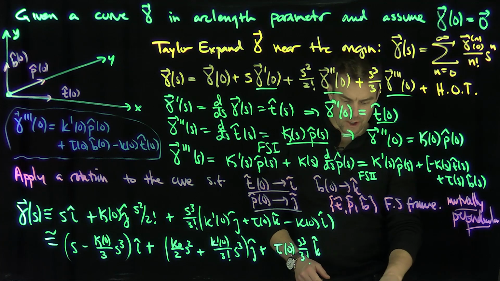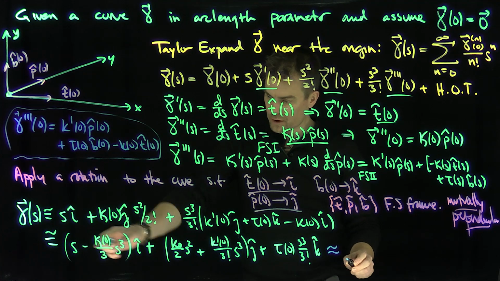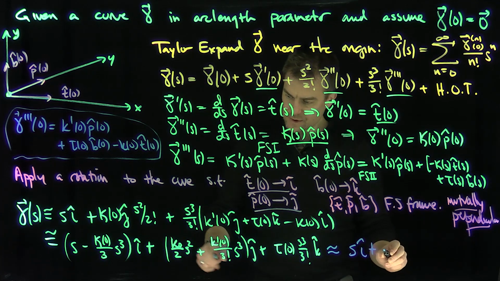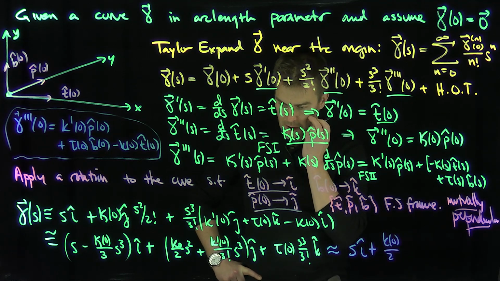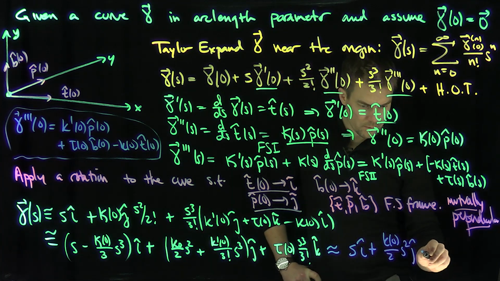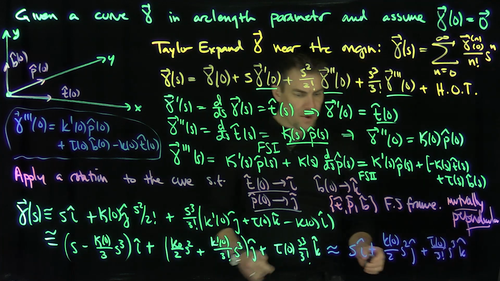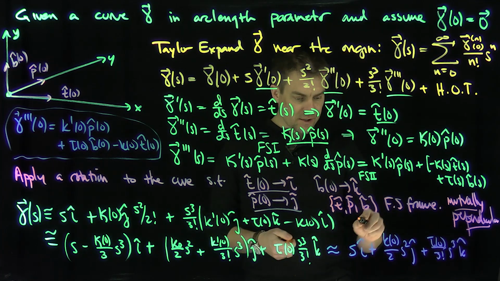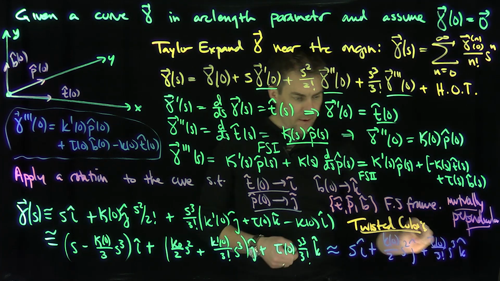Now, if I do one further approximation, keeping the lowest order terms, we see it's approximately s i hat plus kappa of 0 over 2 s squared j hat, and then over here, we'll have torsion of 0 over 3 factorial s cubed k hat. And we have a curve that looks like s, s squared, s cubed. We've encountered this curve in the past. This is just a twisted cubic curve over here. And we know what a twisted cubic looks like.